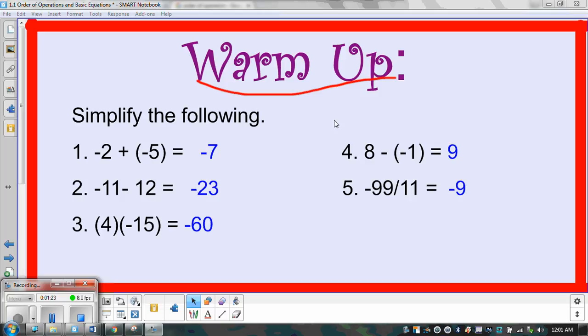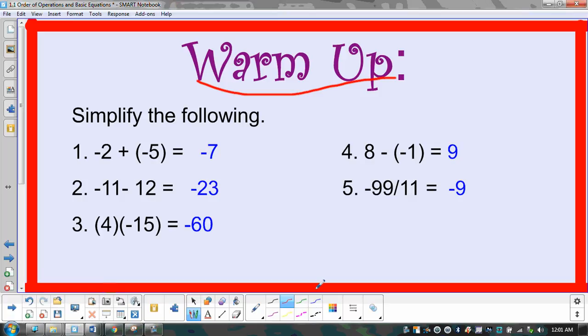When you added for number 1, did you see that those were 2 negative numbers? When we have 2 numbers that are the same sign, we keep the sign because altogether there are 7 negatives that are being added. Number 2 says negative 11 minus 12. That really is the number negative 11 and the number negative 12. Together, there are negative 23. There are 23 negatives.